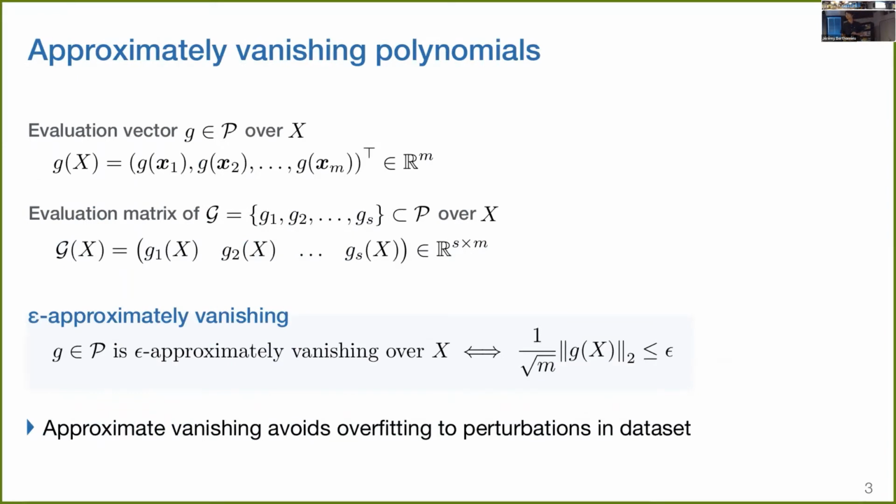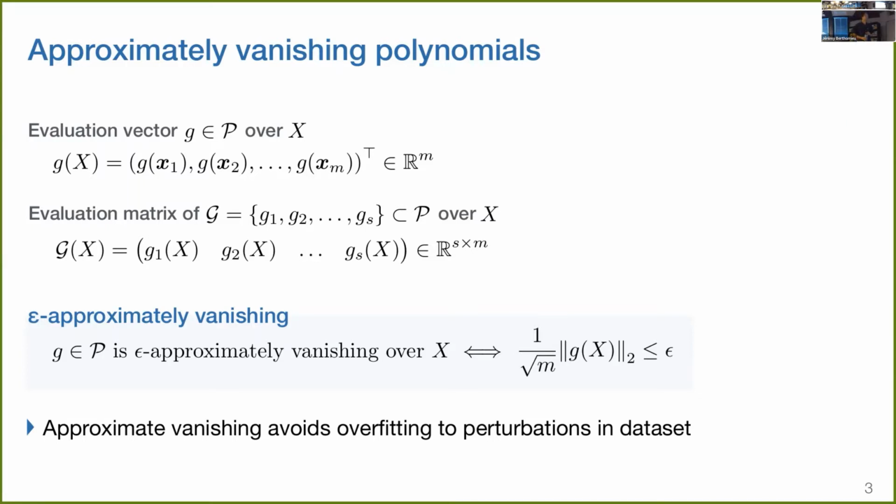One more slide for definitions. We define here the evaluation vector. For a polynomial g, the evaluation vector g of X is an m-dimensional vector, and the ith entry is the evaluation of polynomial g at Xi, the ith sample. Similarly, the evaluation matrix of a set of polynomials, uppercase G, is defined as a matrix whose ith column is the evaluation vector of the ith polynomial in the set.